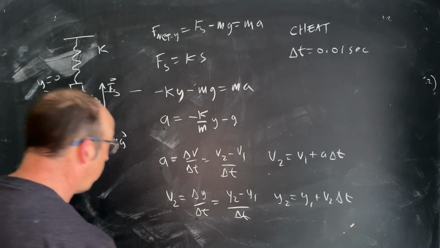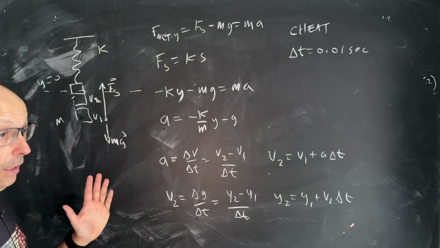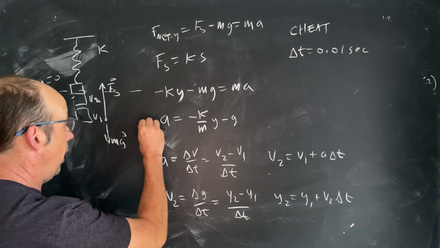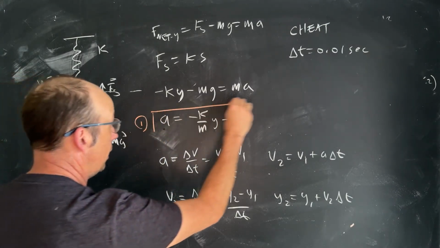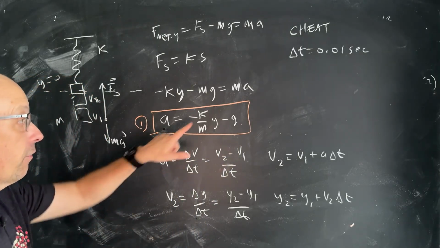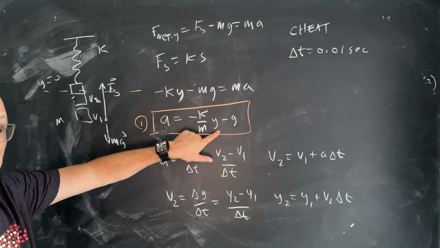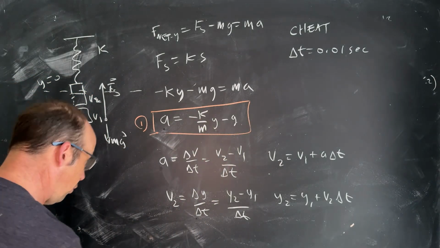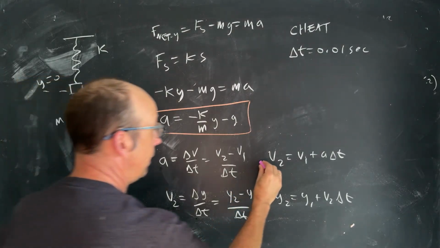So we have here our recipe, right? The recipe is number 1, calculate the acceleration. And the acceleration depends on the position of the object. Number 2 is to update the velocity.